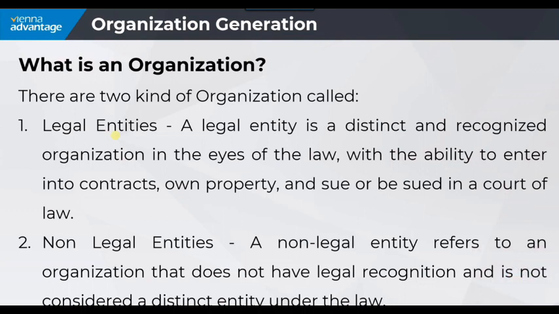A legal entity is a distinct and recognized organization in the eye of the law, or you can say they have the responsibility to pay taxes to the government based on their revenue generation. They have the ability to enter into contracts, own property, and sue or be sued in a court of law. Those are known as legal entities. While non-legal entities refer to an entity that doesn't have legal recognition and is not considered a distinct entity under the law. So enough chit chat, let's move on to the system and we'll generate the legal entities and the non-legal entities in the Vienna Advantage ERP system.